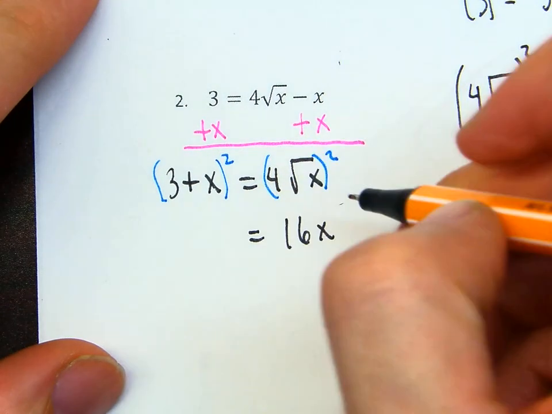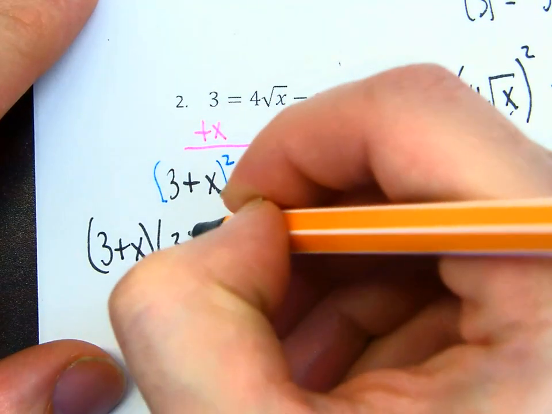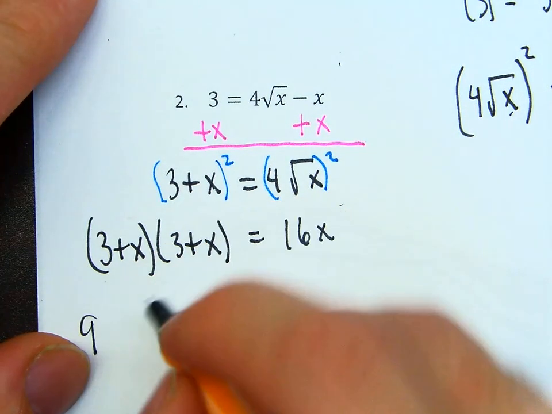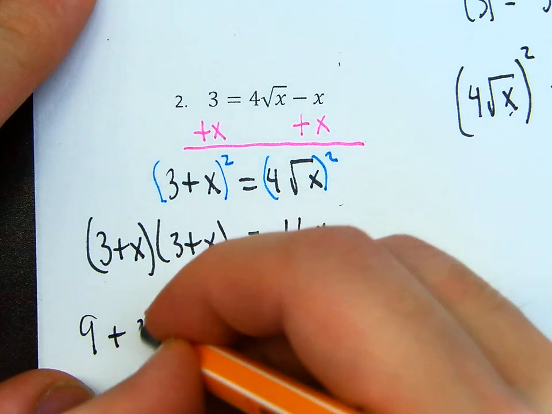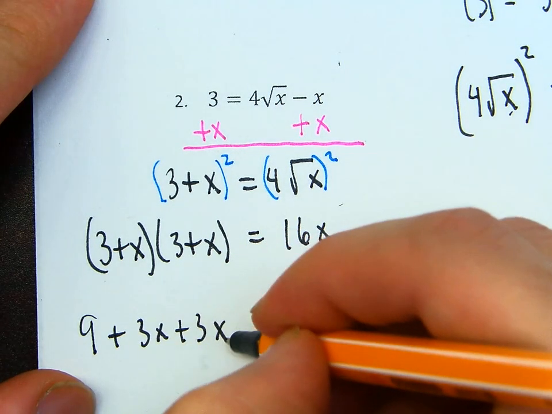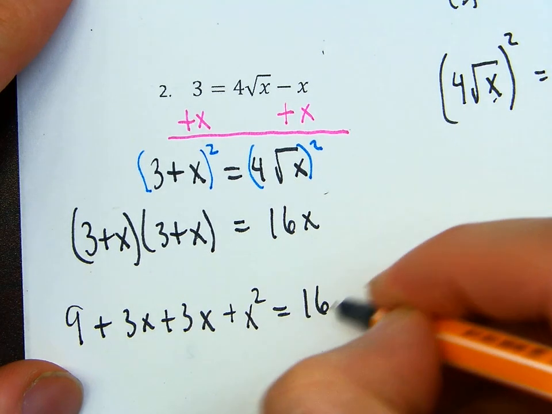So over here, this becomes what? 3 plus x times 3 plus x. And now we just have to FOIL this. 3 times 3, 9. 3 times x, 3x. X times 3, 3x. Right? X times x, x squared equals 16x.